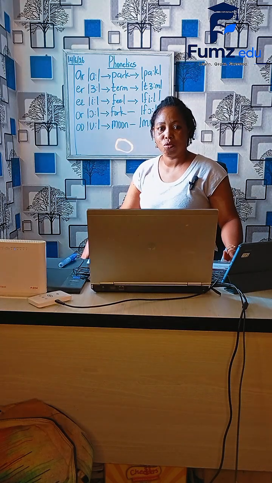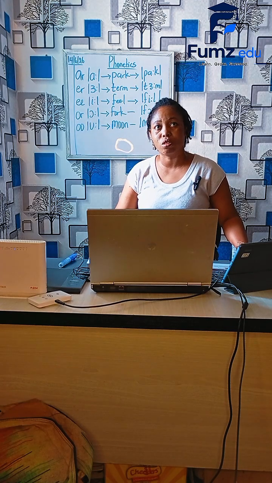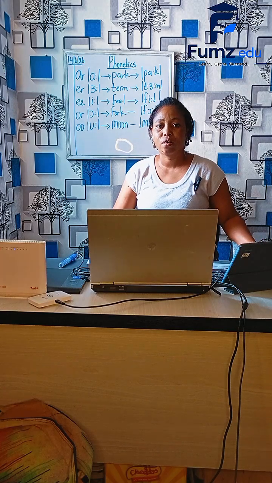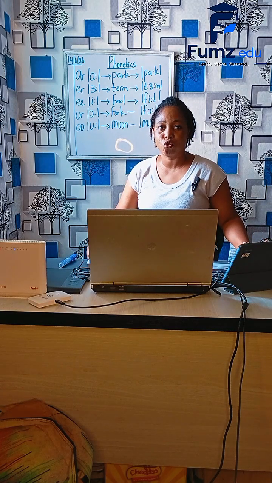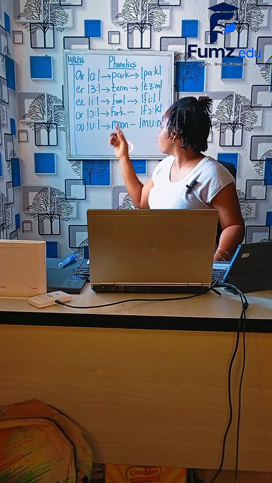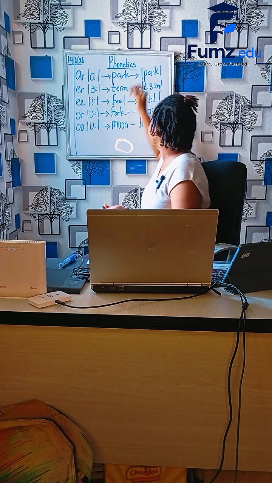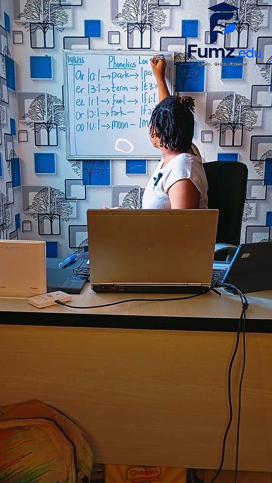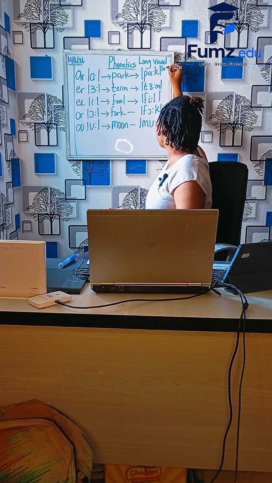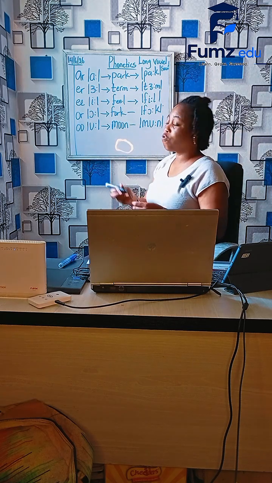The last time we were here, we talked about the short vowel sounds. So today we want to look at the long vowel sounds. As you can see on my board, I have the long vowel sounds. Sorry, I forgot to name it. This is the long vowel sound. Okay, so for our long vowel sounds, let's look at how to pronounce them.